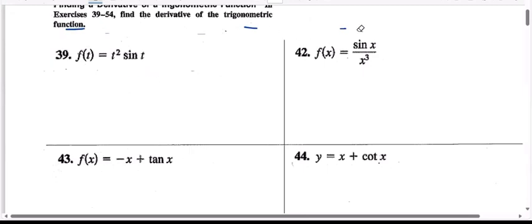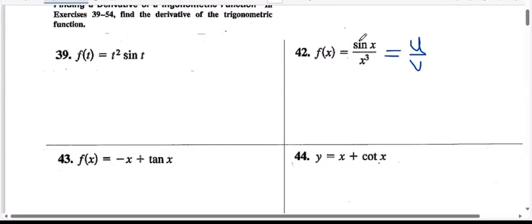Okay, we're going to look at the next question now. Question 42. It's actually f of s equals sin s over s to the power 3. Whenever you have stuff like that, I can call the numerator u and call the other one v.